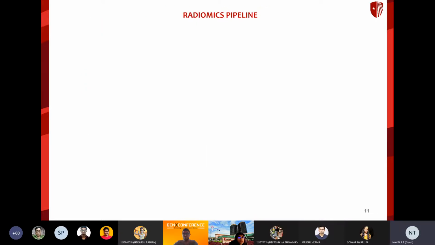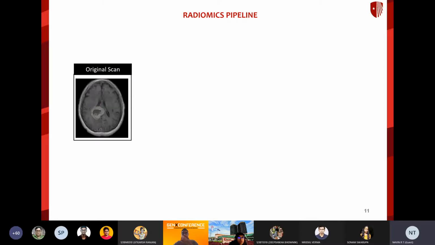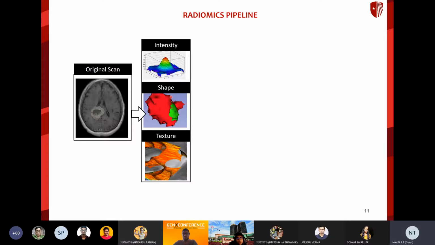Now, before I go into some of the application domains, I'd like to spend a few minutes on explaining what these different tools and techniques are. First, coming to radiomics, we have different kinds of radiological modalities such as MRIs, CTs, chest X-rays, and so on and so forth. So when we have the scans available, we can extract different kinds of subvisual features which may not be discernible to the human eye.